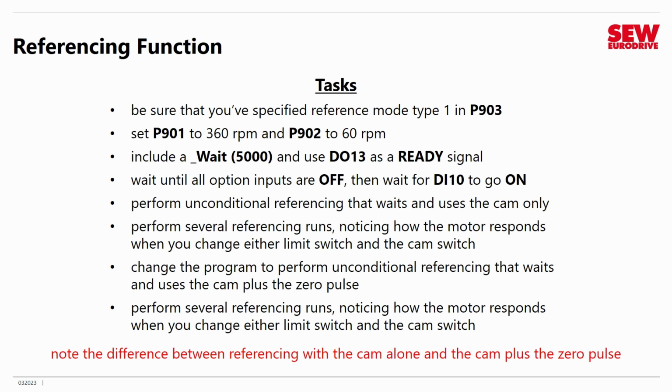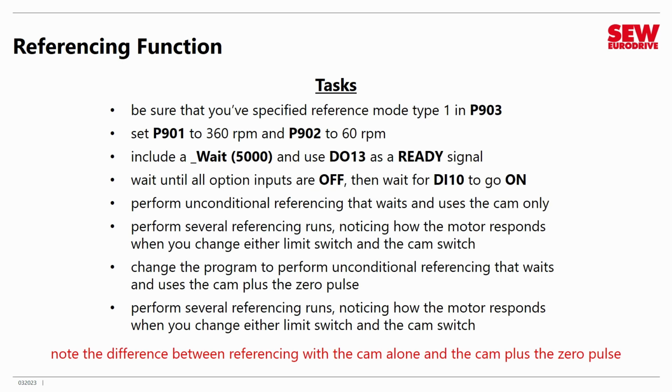Then, wait until all the option inputs are off. Once they're all off, watch DI10, and as soon as it turns on, enter referencing mode. Now you're going to perform an unconditional referencing that waits and uses the cam only. So you'll need to pick the right constants to pick unconditional, cam only, and waiting.